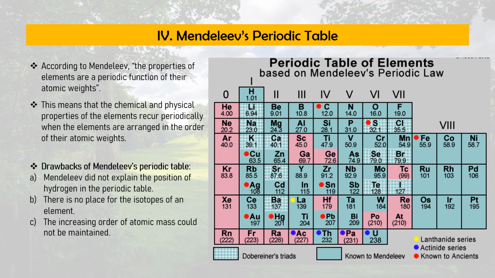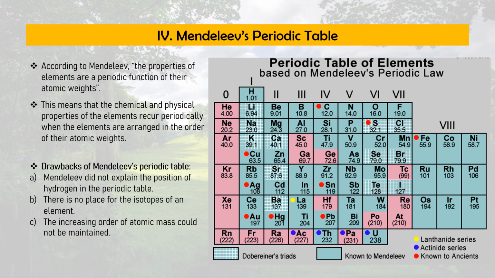In Mendeleev's periodic table, Mendeleev was close to giving the correct form of the table, and he suggested that the properties of elements are a periodic function of their atomic weights. This means that the chemical and physical properties of the elements reoccur periodically when the elements are arranged in the order of their atomic weights.